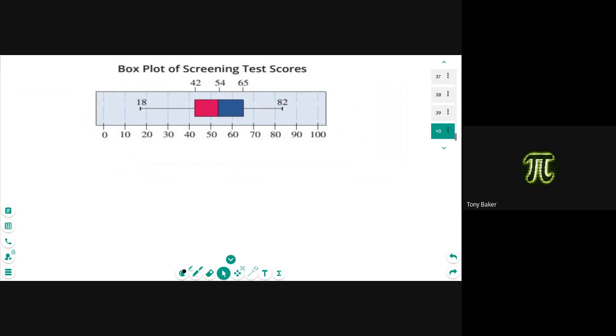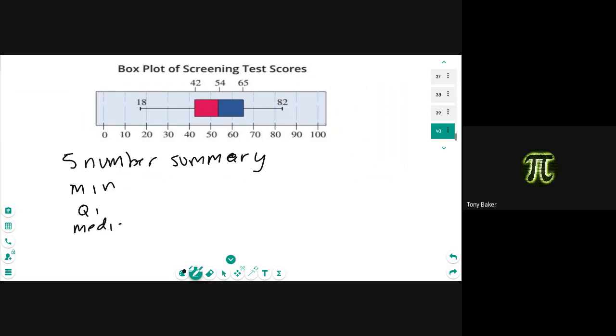It is also the 5-number summary. So if you're looking at a set of data, you can organize it into 5 numbers. Okay. Those 5 numbers are the min, Q1, the median, Q3, and the max. Min and max are pretty obvious. Q1 is the 25th percentile. Median is 50th. And Q3 is 75.